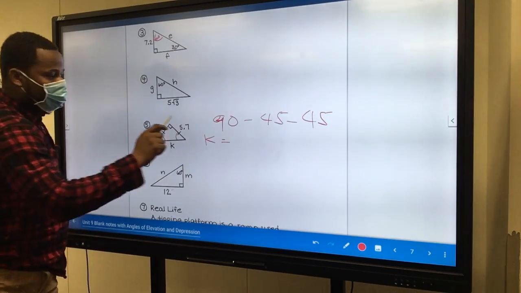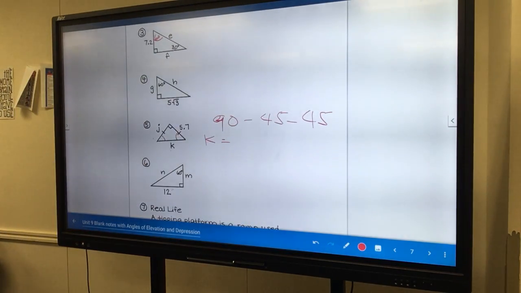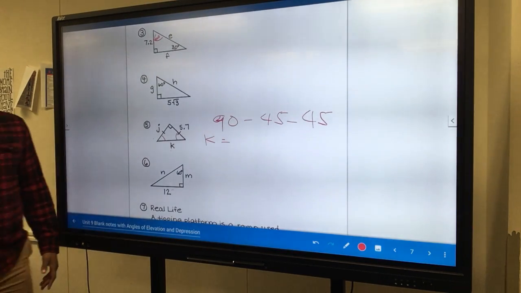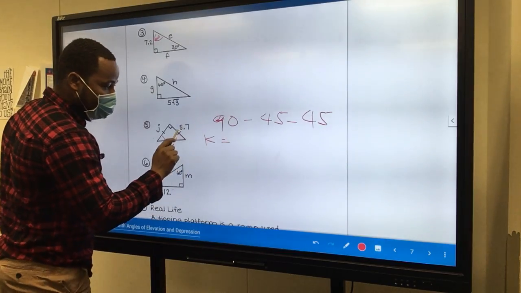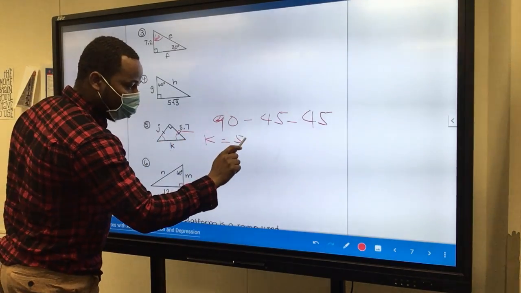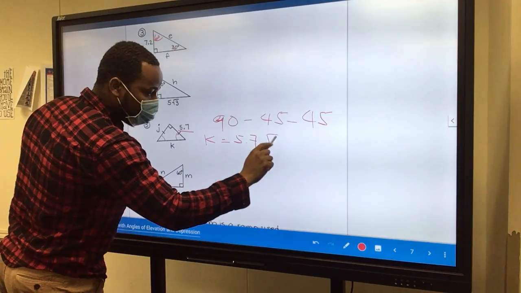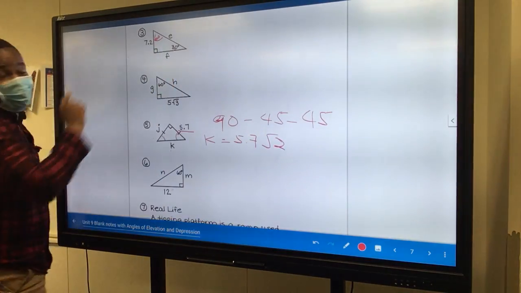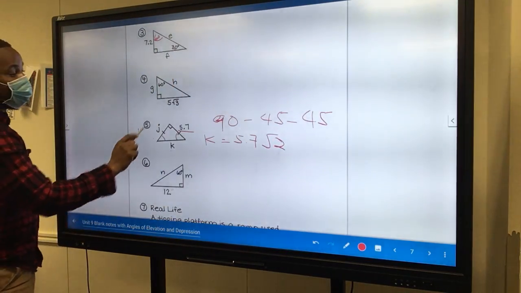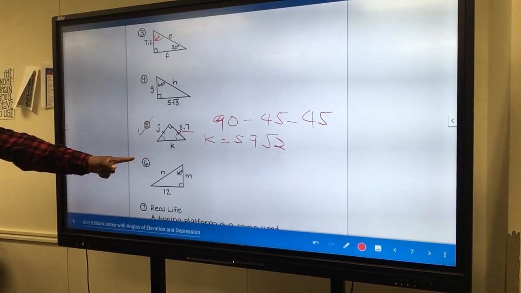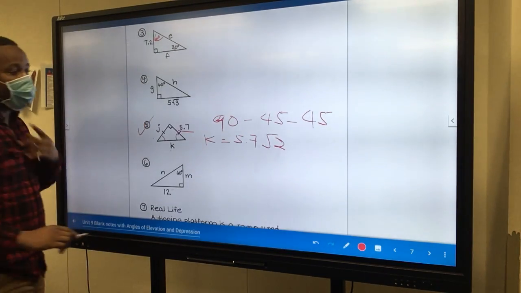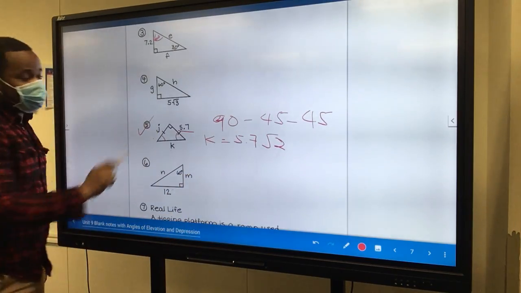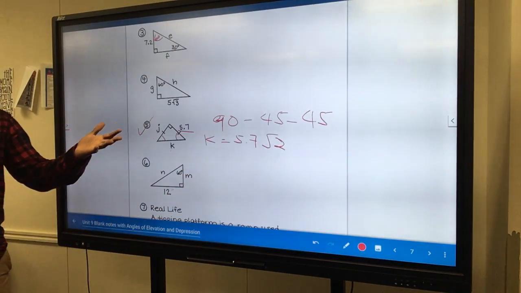11.4? No. What root of 2? Something root of 2. 5.7 root of 2. Okay? Remember, you just take one of the lengths. 5.7 times root of 2. It's different from the 30-60-90, okay? This was a curveball to remind you of what we did yesterday. It's very important. Now, what will be J? 5.7. Thank you very much.